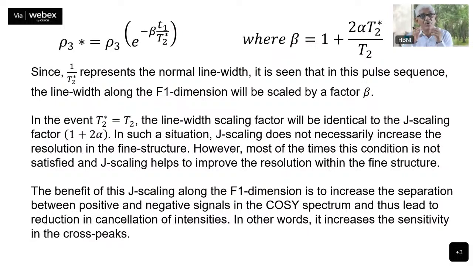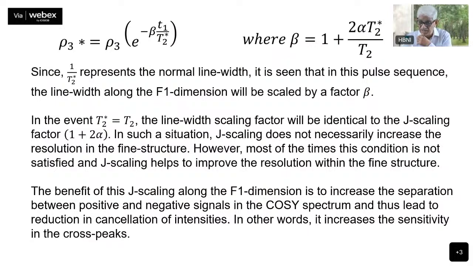Now the question is, when do we get the benefit? In the event T2 star is equal to T2, the line width scaling factor will be identical to the J scaling factor 1 plus 2 alpha. Suppose T2 star is equal to T2. You have absolutely no inhomogeneities at all, and you have a perfectly well-shimmed magnet. Then T2 star will become equal to T2. In that situation, J scaling does not necessarily increase the resolution in the fine structure because you are increasing the separation, but you are also increasing the line width. Therefore, how does it help? Then it does not help.